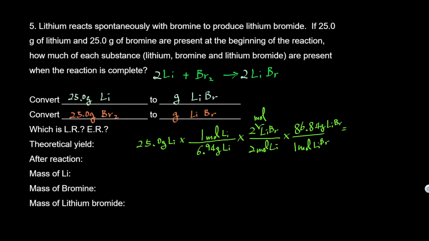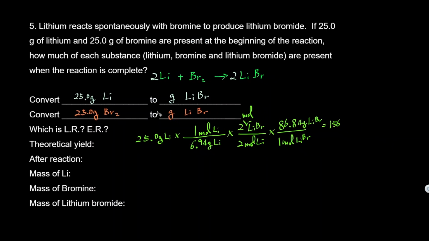25 times, well, those 2 and 2 will cancel each other out. So 25 times 86.8 divided by all the denominators, so 6.94 divided by 2 gives me 156. 156 grams of our product, lithium bromide. Okay.